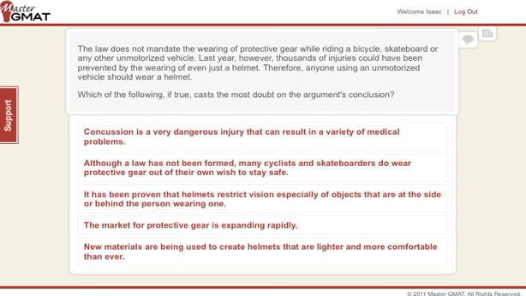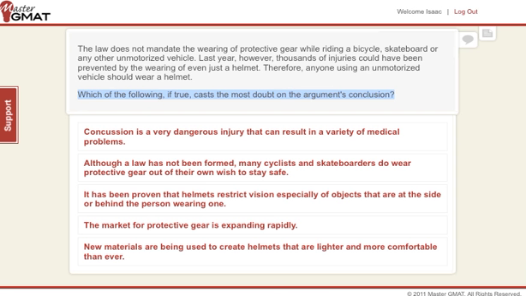Okay, welcome back. What we're going to look at here is how to attack this properly. The first step in our work order at MasterGMAT when we teach people these kinds of questions is to look at the question stem. The question stem states: which of the following, if true, casts the most doubt on the argument's conclusion. Right away, we know this is a conclusion weakening question, and right away this gives us several pieces of information.